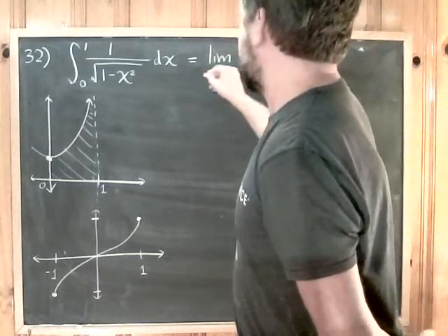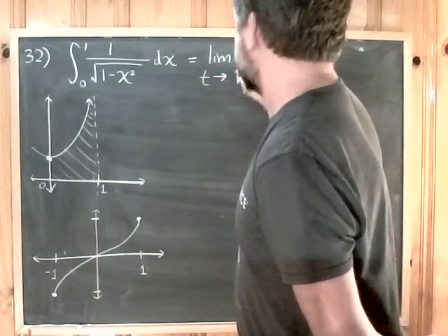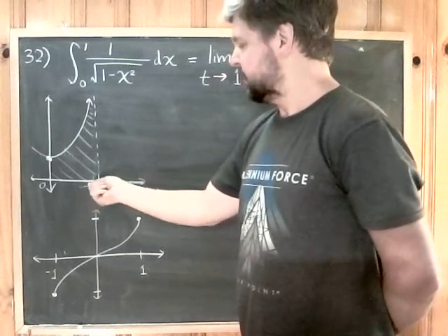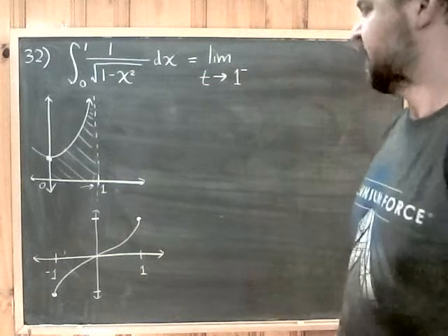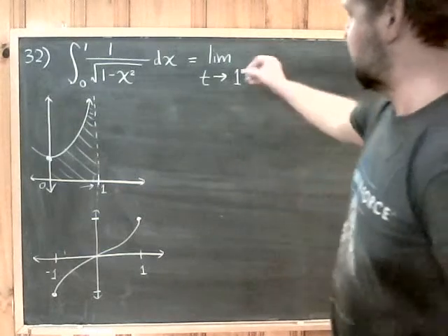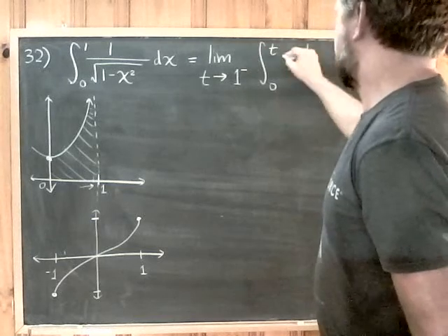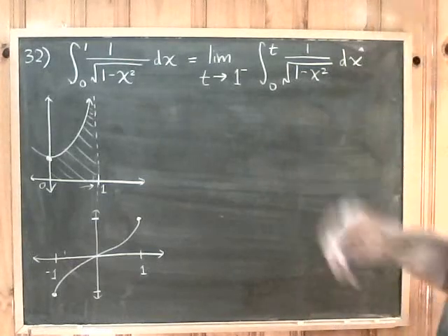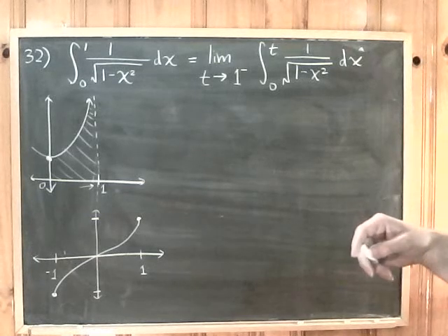Limit as t goes to 1, and in this case we do need to take t going to 1 from the left. So 1 minus. Can't take it from the right, that would actually give you the square root of a negative number. So just from the left, 1 minus. And instead go 0 to t, 1 divided by the square root of 1 minus x squared dx. Now we can take the antiderivative, and this time it's an easy one. It's one of the ones that we have memorized.